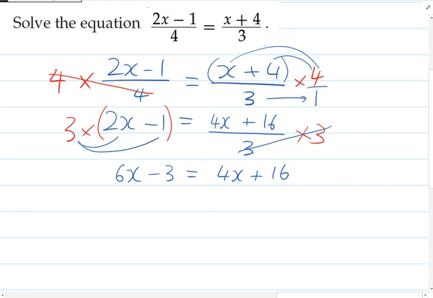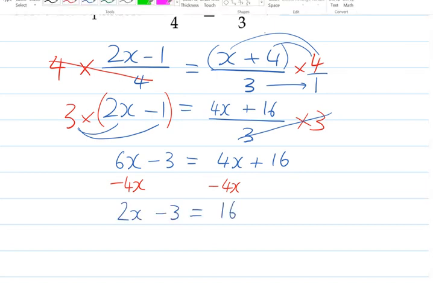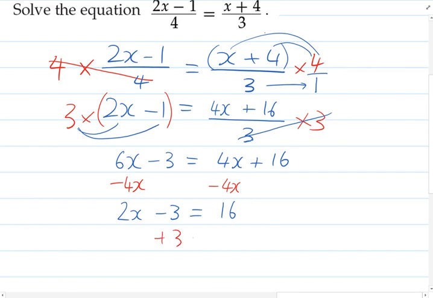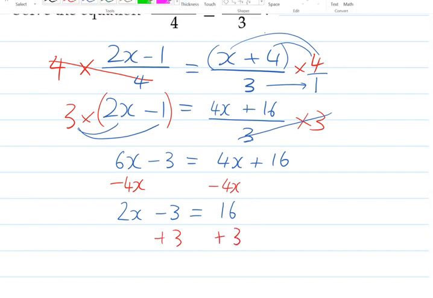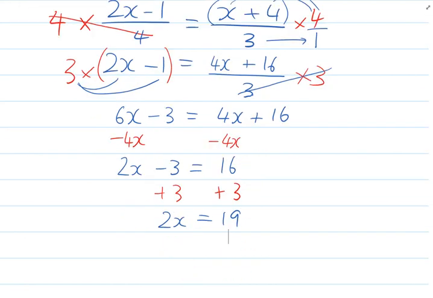Now it's just like those equations that we were looking at earlier. So I'll have to subtract 4x from both sides, and that will give us 2x minus 3 equals 16, and I'm going to add 3 to both sides, and so that will give me 2x equals 19, and now I'm going to divide both sides by 2. So my 2's cancel out, and 19 divided by 2 is going to be 9.5.